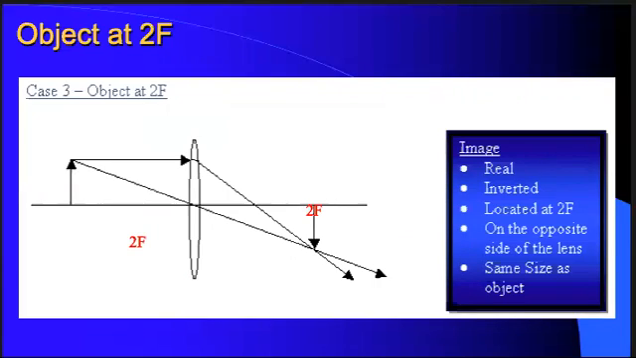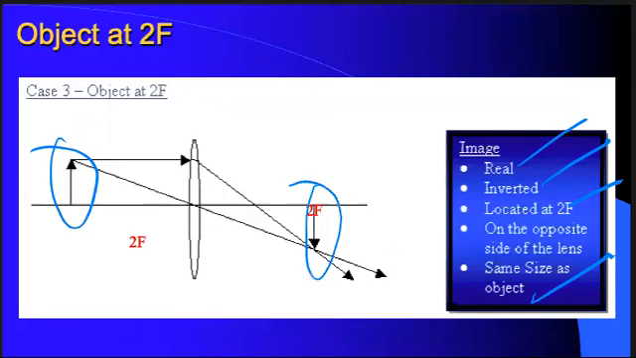Ara, yun siya sa 2F. Okay? So what do we produce? Real, inverted, same size. Located at 2F, the image is also located at 2F. So kung ari di, ang case 3 is, the object at 2F, ang image na ara man na sa 2F. On the opposite side of the lens.